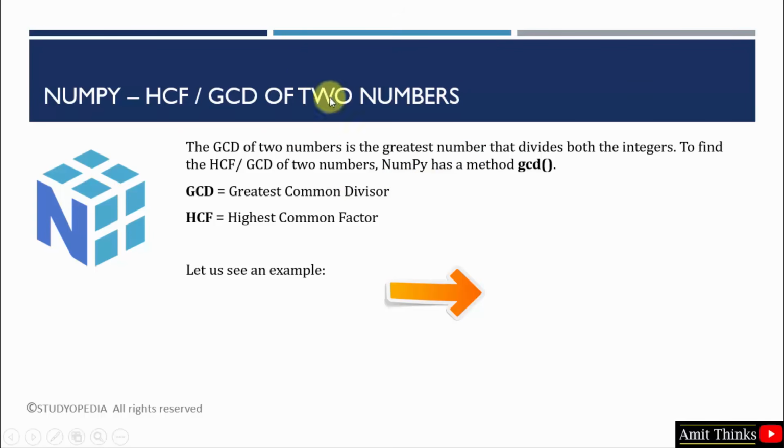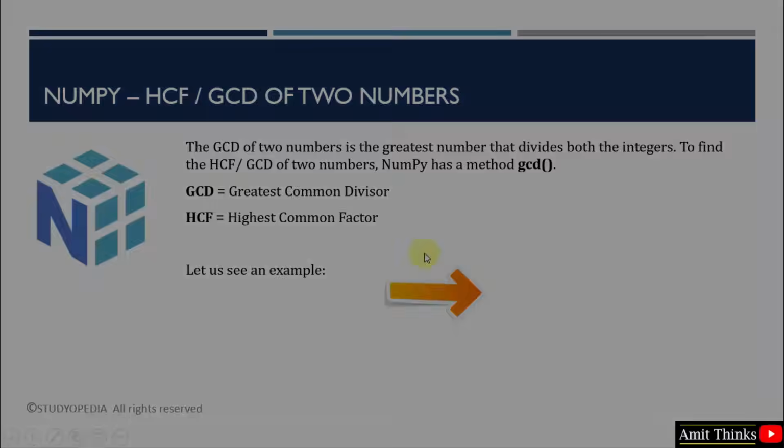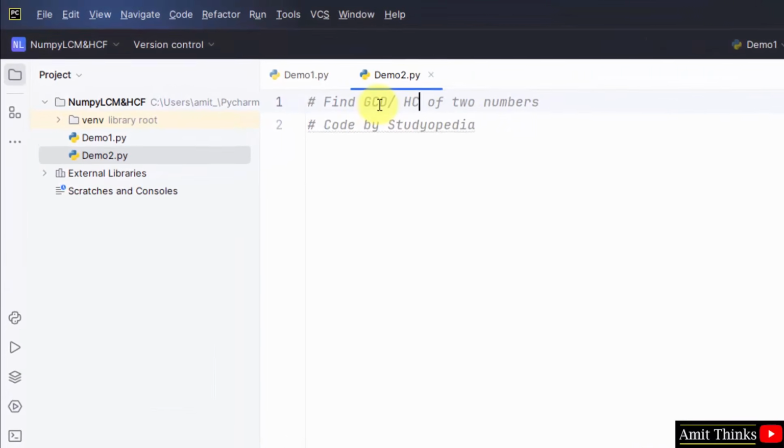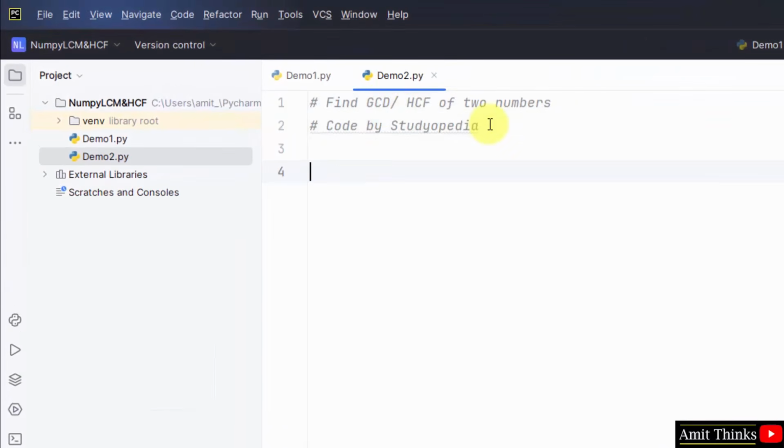For that we have the gcd method in NumPy. Herein we also call GCD as HCF, that is GCD is greatest common divisor, and it can also be called HCF, that is highest common factor. Let us see an example. Find GCD or HCF of two numbers.